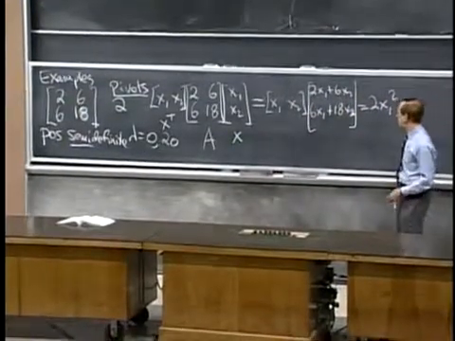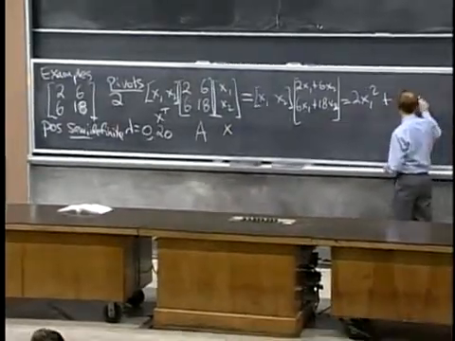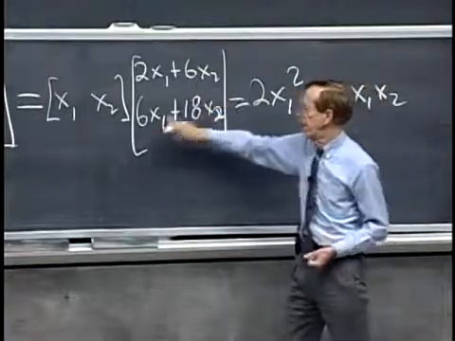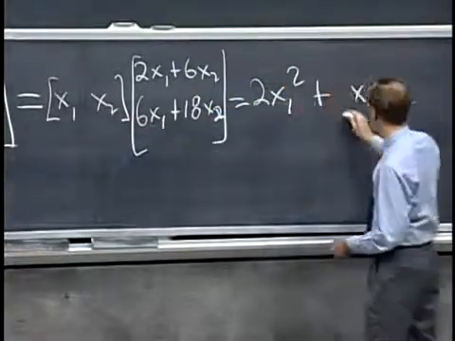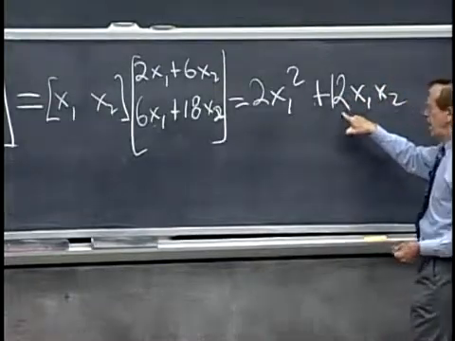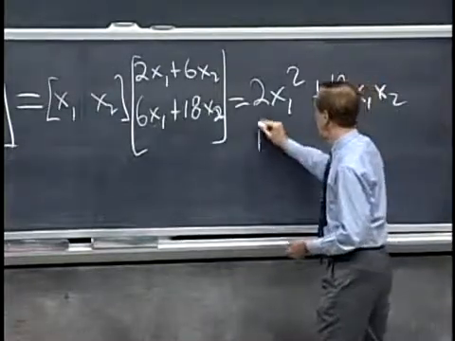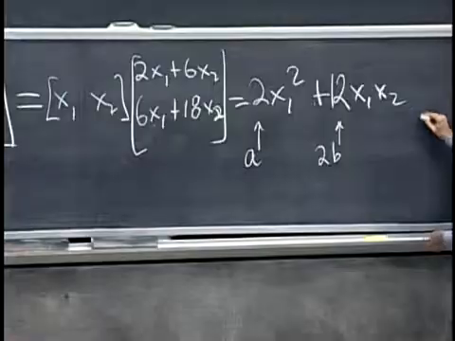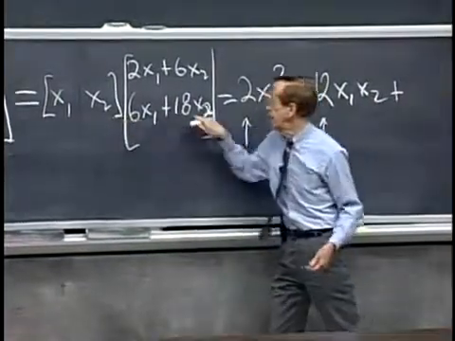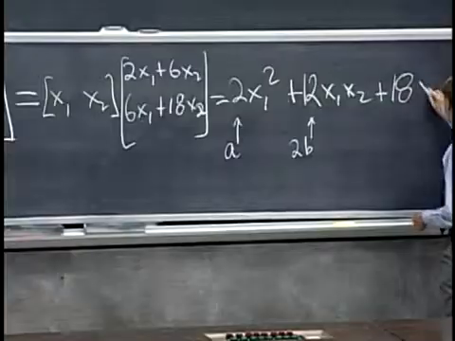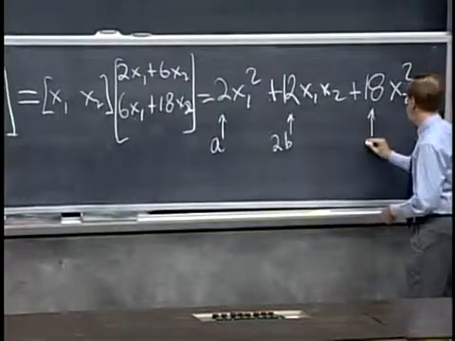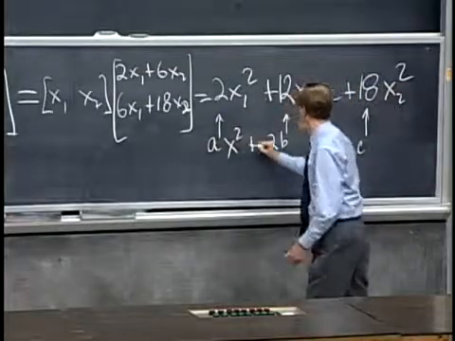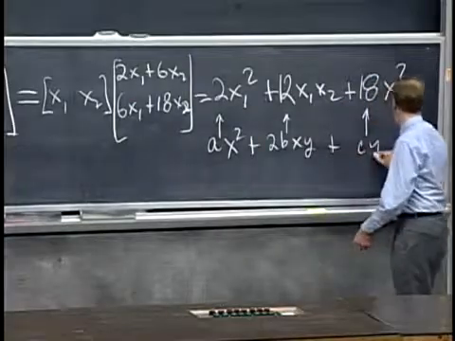Well, shall I do the ones in the middle? How many x1, x2s do I have? Let's see, x1 times that 6x2 will be 6 of them. And then x2 times this one will be 6 more. I get 12. So in here is going, this is the number A. This is the number 2b. And in here is going to, x2 times 18x2 will be 18x2 squareds, and this is the number c. So it's ax1, it's like ax squared, 2bxy and cy squared.